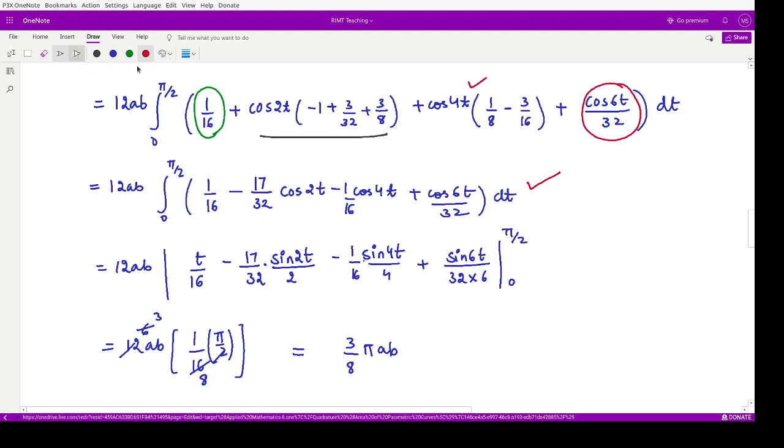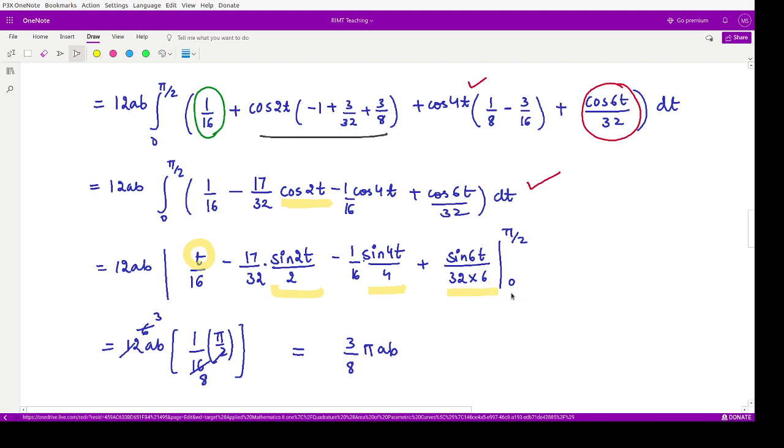So what would be the integration? The integration of this term is simply, this is constant, so its integration is t. Then we have the integration of cos 2t as sine 2t by 2. Integration of cos 4t is sine 4t by 4, and integration of cos 6t is sine 6t divided by 6.